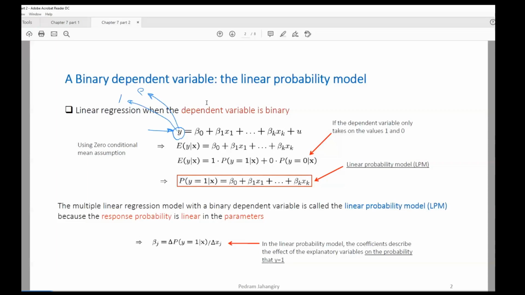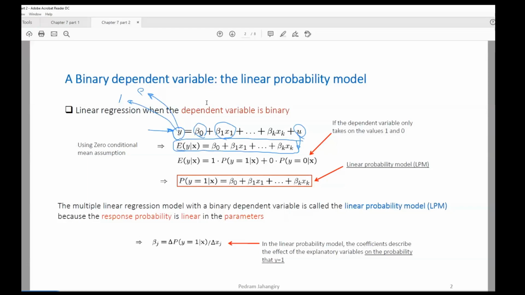Let's take expectation from both sides. On the left-hand side, expected value of y given x. On the right-hand side, we know that these are conditional expectations. So I have beta 0, which is a constant and doesn't change. Beta 1 x1: the expected value of beta 1 x1 given x1 is going to be beta 1 x1, because we are saying that x1 is fixed. And finally, we have u given x. We made an assumption that its expected value is equal to 0, so it's going to be wiped out from this part. So if I take expectation from both sides, I'll get to this part.